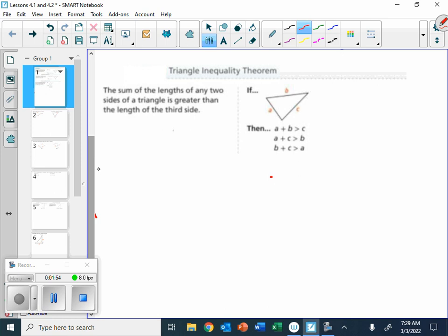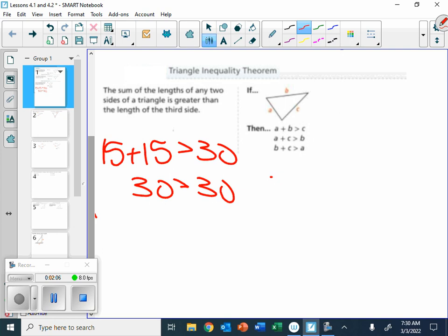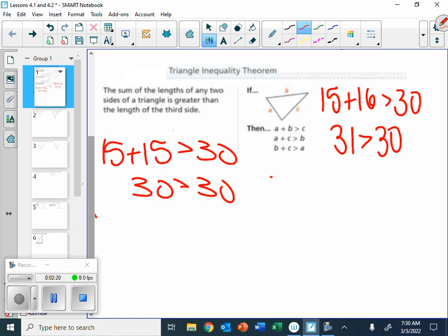So for example, if I have 2 sides, 15 and 15, add them together, my largest side is 30. Is 30 greater than 30? No. So if that happens, then it's not a triangle. If I had 15 plus 16 though, so take my 2 short sides and add them together, is it greater than my larger side? 15 plus 16 is 31. 31 is greater than 30. Those 3 sides add up to make a triangle. So that's all it's saying. Take your 2 shorter sides, add them together. If the sum is larger than the largest side, it's a triangle. If it's not larger, then it's not a triangle. That's all that's saying.